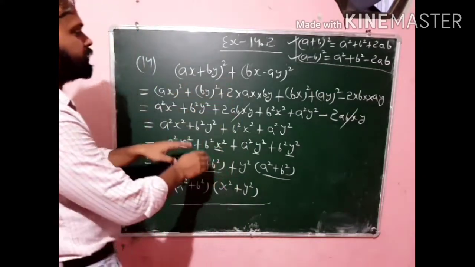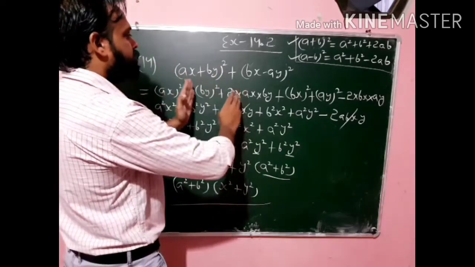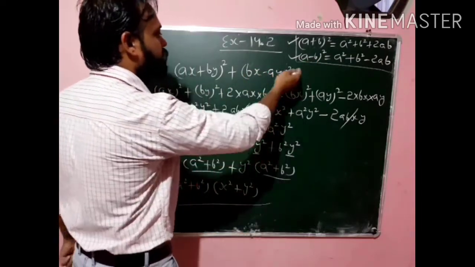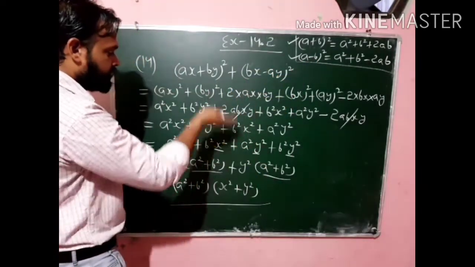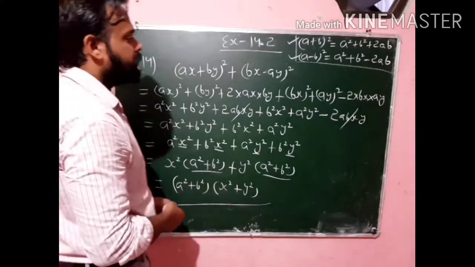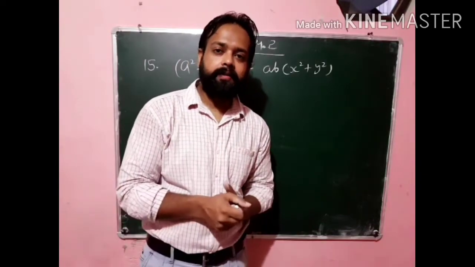The difference is only this: we first have to apply the formula to expand this bracket, and also to expand this bracket you have to apply the formula a minus b whole square, and then you can see how I solved. You have to follow the steps, and then you will be easily able to understand the concept. Now see its 15th part.